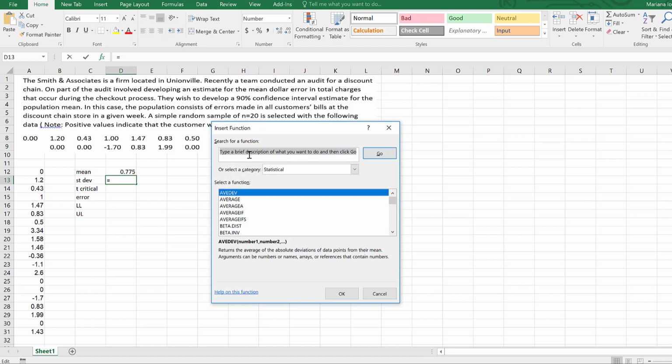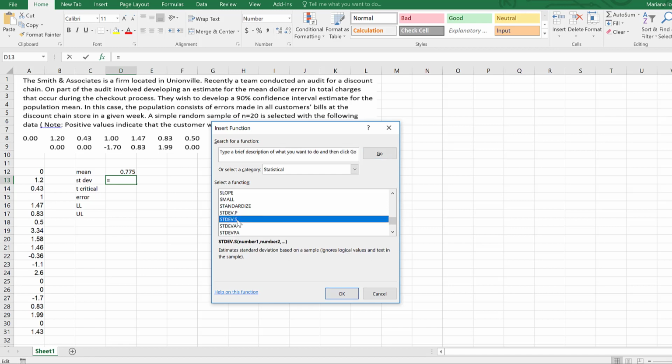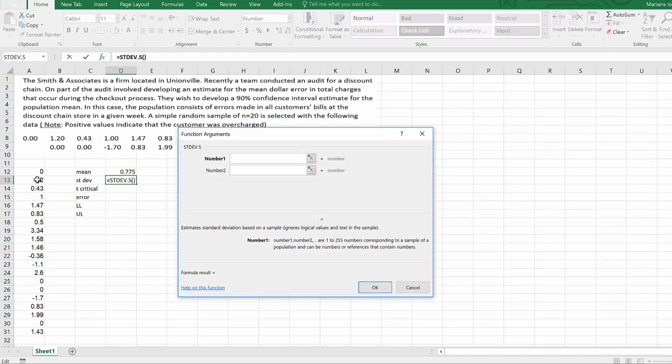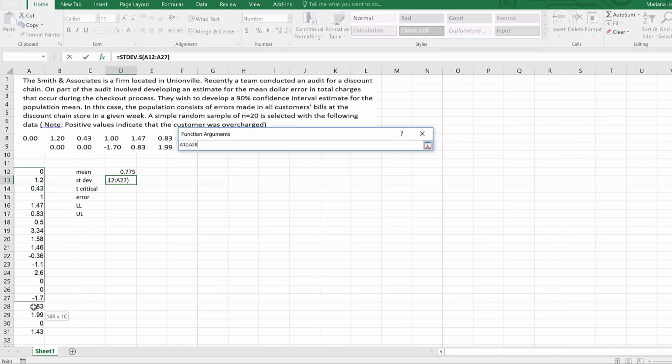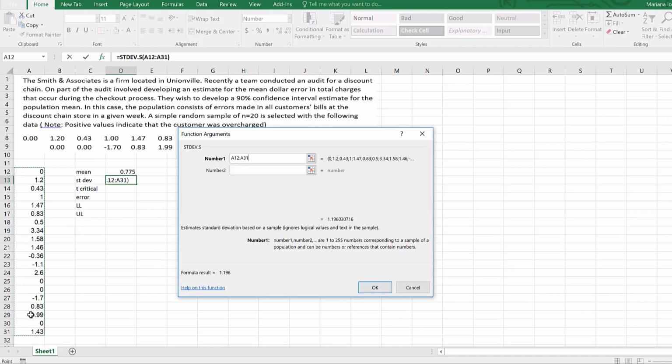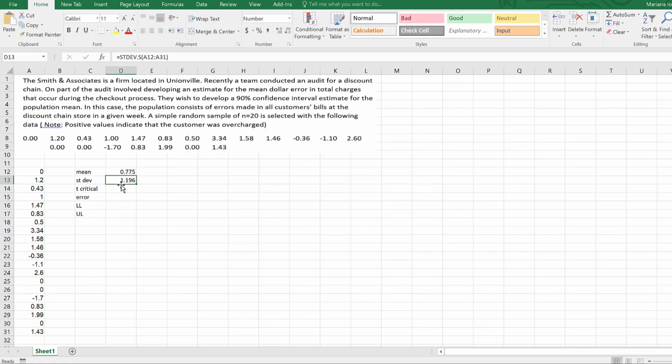Let's calculate the standard deviation of this sample. Similarly, I'm going in statistical functions to standard deviation. P is for population and S is for sample. We have a sample, so I'll choose standard deviation for sample. The input is from D12 to D31. And this is the standard deviation.